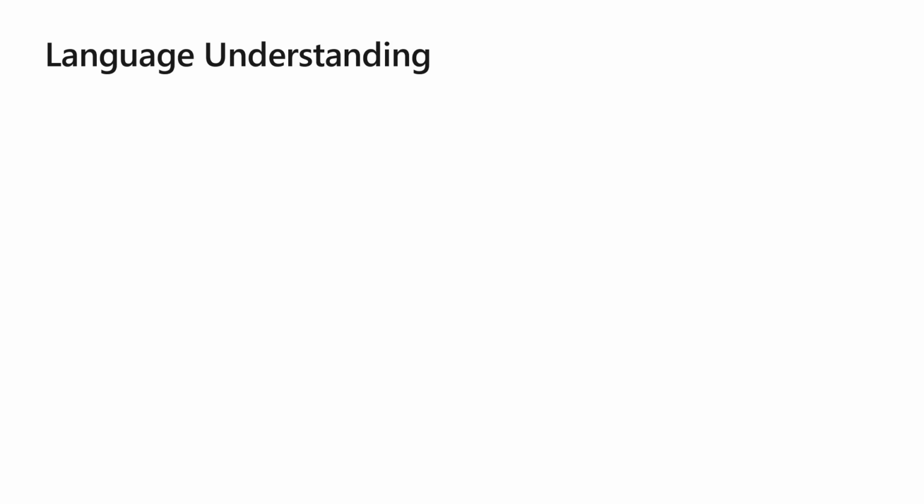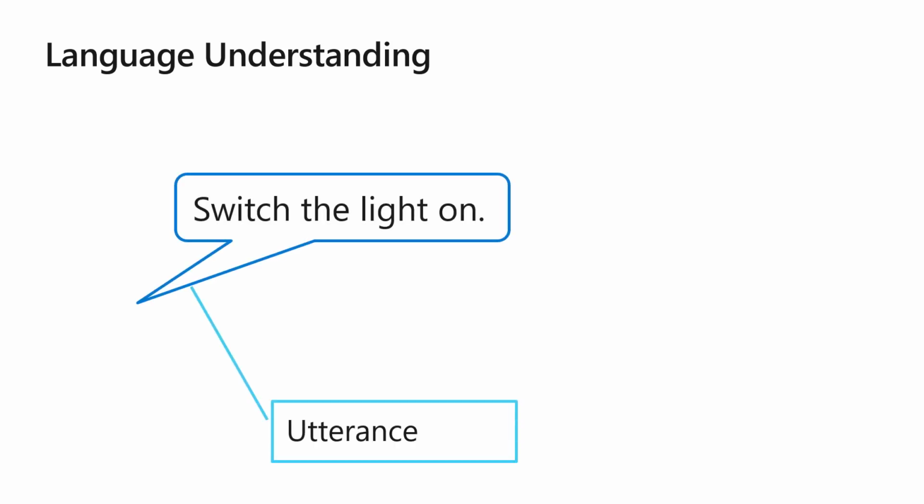The language understanding service is generally known as LUIS, and that enables you to train a language model that can interpret natural language commands. Now the language model consists of 3 components. First of all, I might start with something called an utterance, which is a phrase that a user might say or type. So for example, switch the light on.